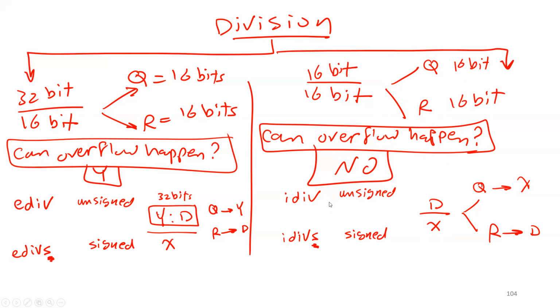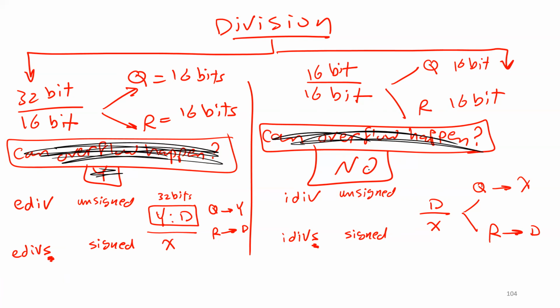Okay. So with this instruction, guys, you don't have a choice. They always divide register D by register X. And then they store the quotient in X and the remainder in D. Is that okay? Very simple. Any question here before I move on? Forget this one now because I'm going to explain it shortly.